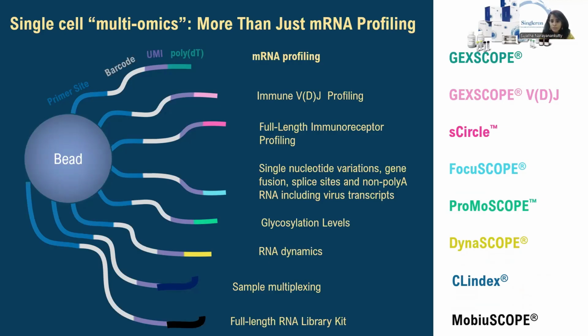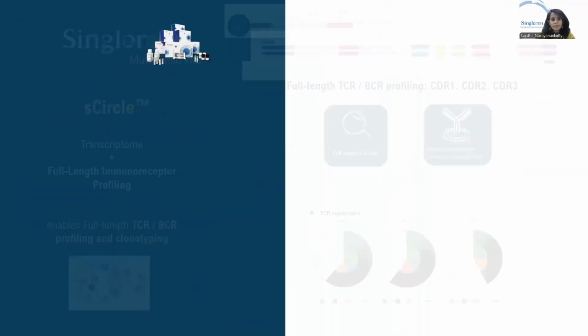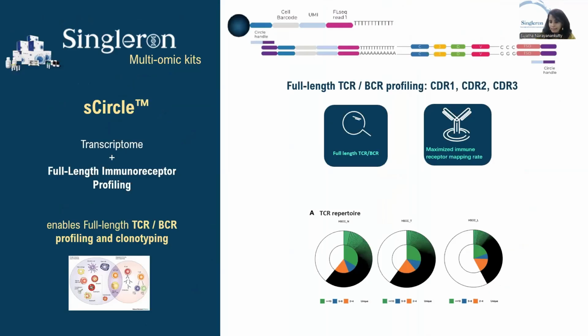We also have an option to profile other non-poly A transcripts. So that's when we talk about, because for the transcriptome, usually we are talking about poly A mRNA. But say you're interested in something that doesn't have a poly A tail, then you can actually use a kit like Focuscope to capture that kind of information. Or if you're looking at something more like glycosylation levels at the single cell, there are assays available for that. So I'll just go through this as a highlight, and then we can always later discuss or have another session to look at all of these kits in detail.